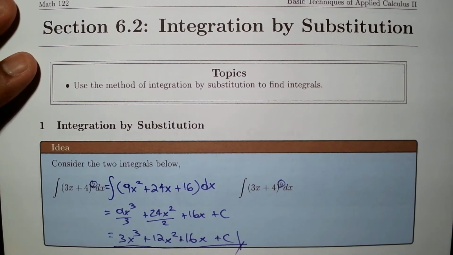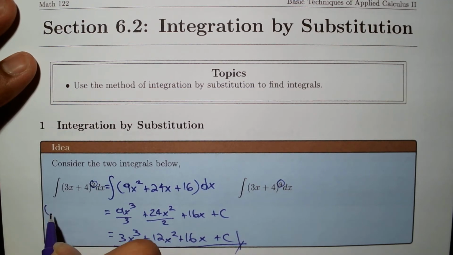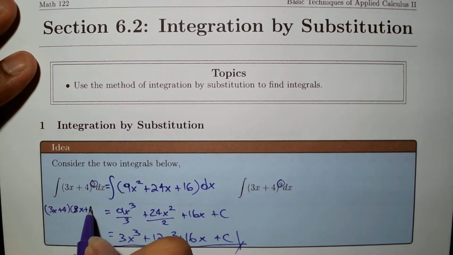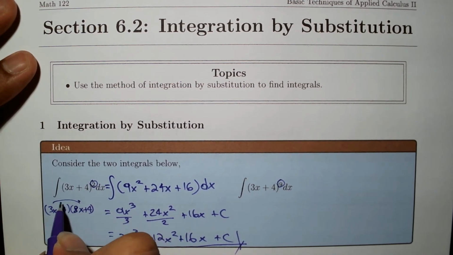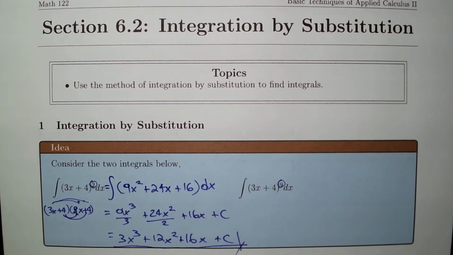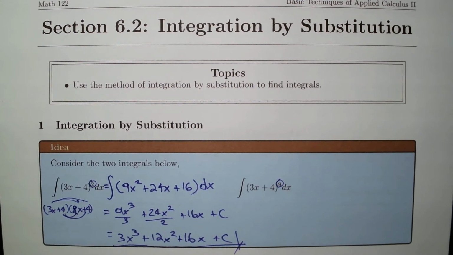Now, notice in this case, what did I do? I FOIL 3x plus 4 times itself. So we did foiling. For twice it's not that bad. Even for cubed, it's still alright.